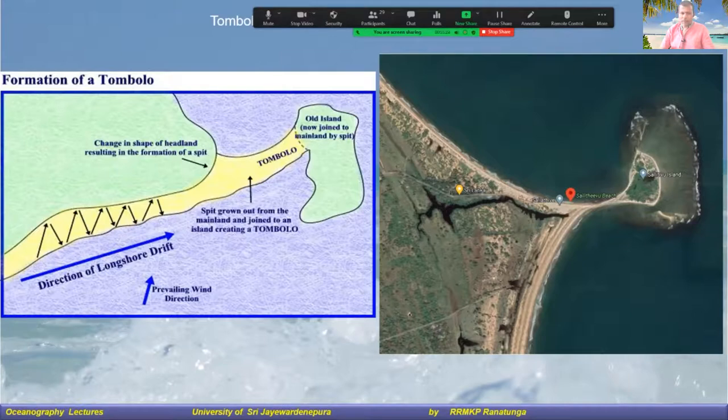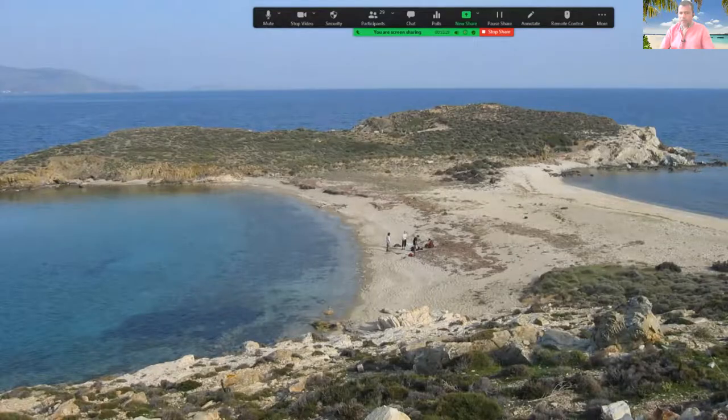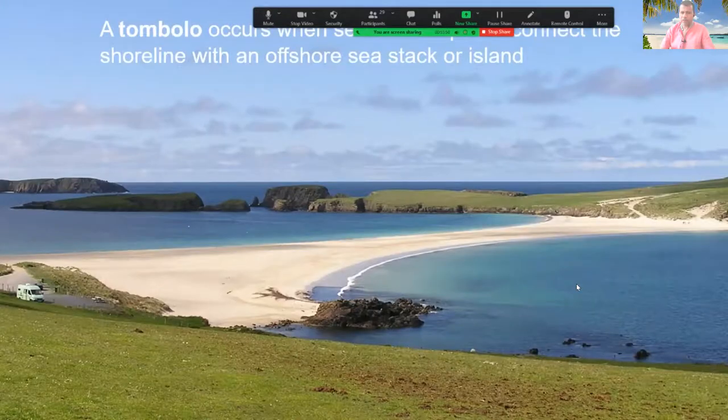A good example from Sri Lanka, a tombolo, right? This is not Salitiu Island; this is something from another country, but this is actually what a tombolo really means. It can be permanently open sometimes, or it can be inundated from time to time, where it connects the two islands. In another country, it's a tombolo, right?